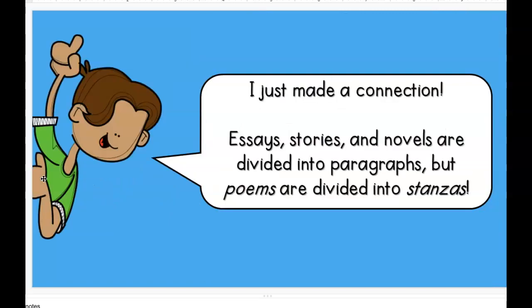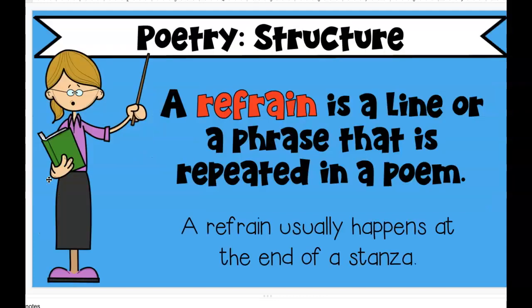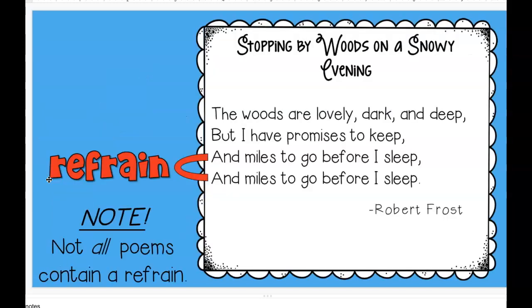All right, let's go to the next one. So Mr. Stanza just made a connection. Think about regular writing, your essays, your stories, your novels. They're divided into paragraphs, but poems are divided into stanzas. That's the big difference. All right, still on poetry structure. A refrain is a line or a phrase that is repeated in a poem. A refrain usually happens at the end of a stanza. All right, so let's take a look at this. And we're going to see the refrain here, okay?